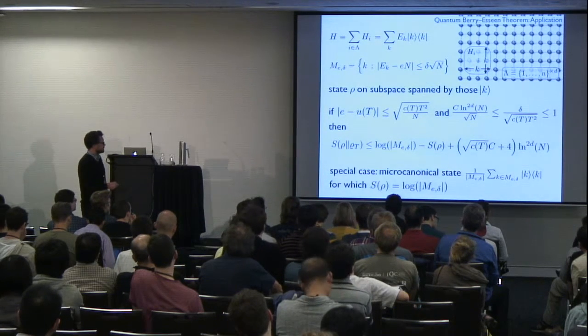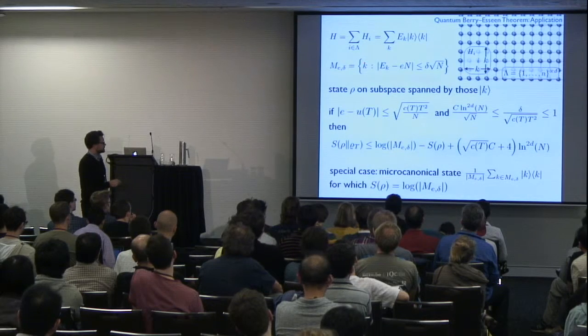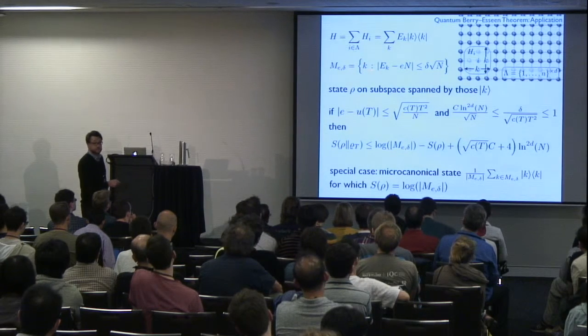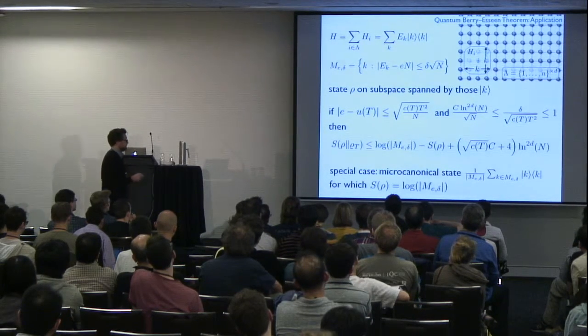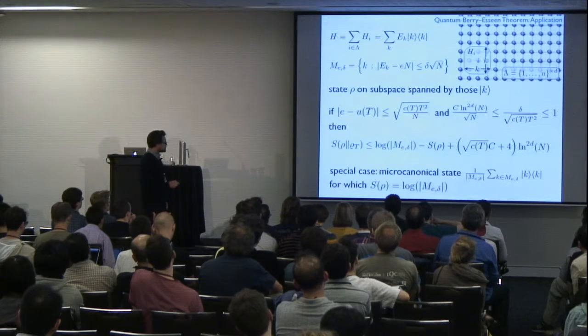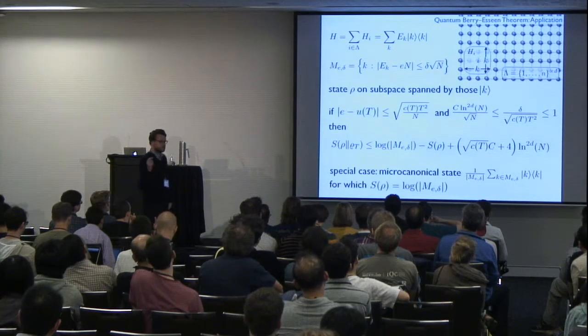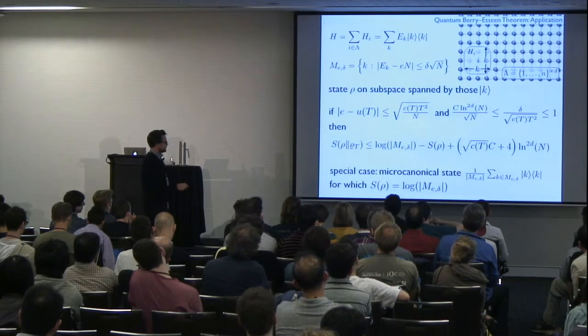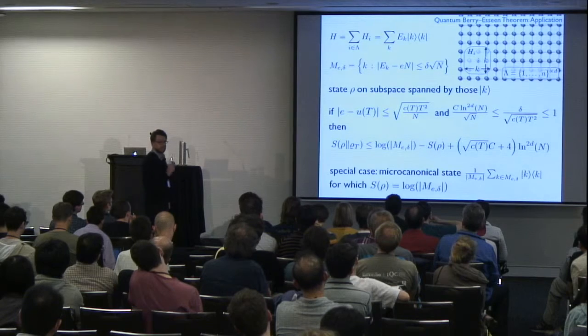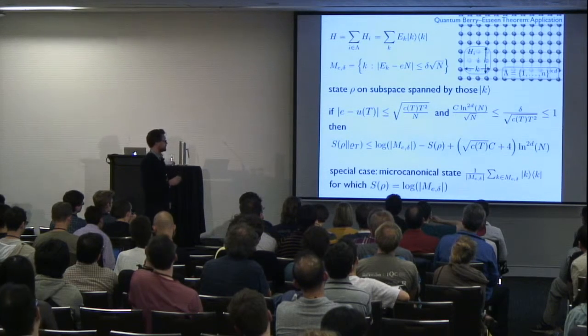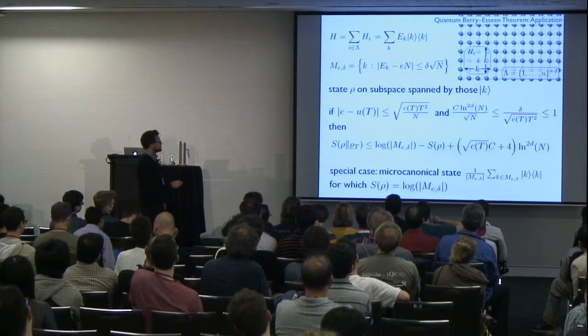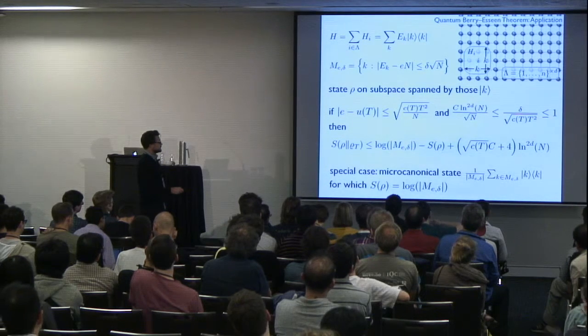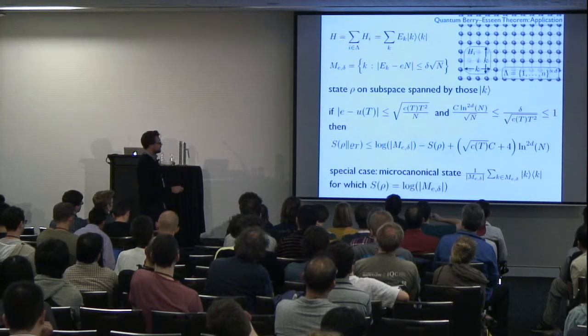Now a direct application of the Berry-Esseen is the following. If we have a state rho on the subspace spanned by these guys, then if the energy is sufficiently close to the mean energy of the Gibbs state, sufficiently close meaning order 1 over root n, so there's some wiggle room there, it doesn't have to be equal, and if delta, the energy spread, is smaller than a constant and larger than log n over root n.